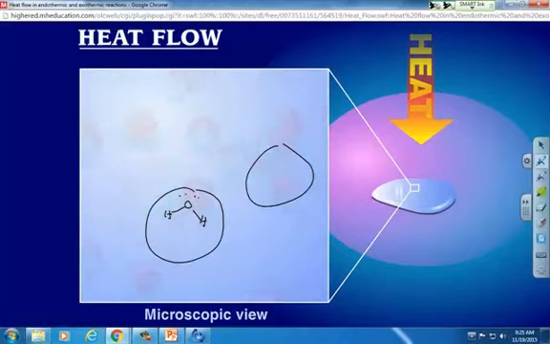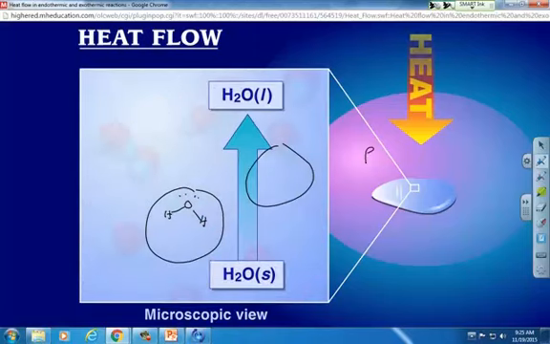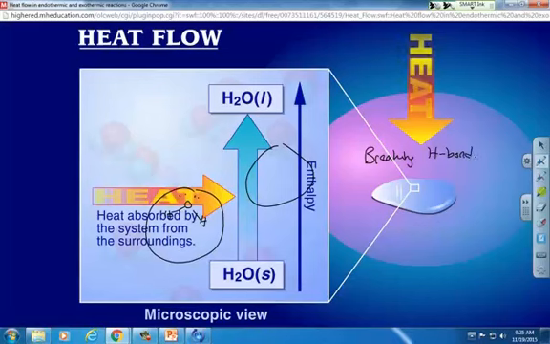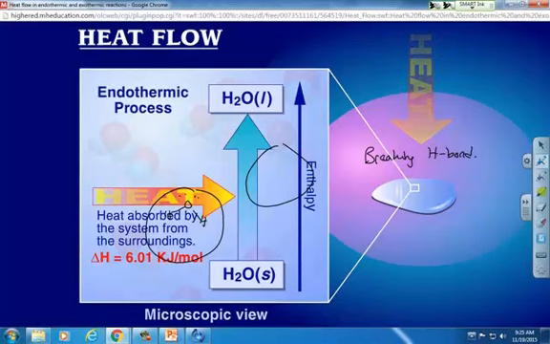Measurements show that for every mole of ice converted to liquid water at 0 degrees Celsius and a pressure of 1 atmosphere, 6.01 kilojoules of energy is absorbed by the system, the ice, from the surroundings. When heat has to be supplied to the system by the surroundings, the process is called an endothermic process. Click on the button below to look at the reverse process, the freezing of water.